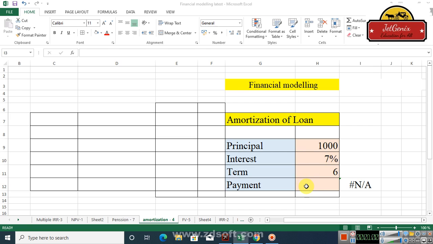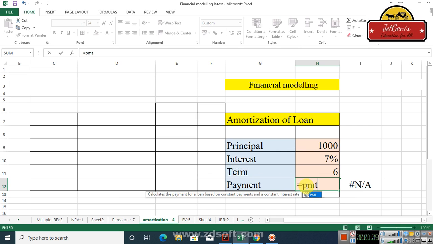So how are we going to calculate this in Excel? It's very easy, just type the equal sign and then type PMT. Now double click this PMT, and we have to provide this information to Excel in order to calculate the payment amount. First of all, we have to specify the rate, and that is the 7%. Click it, and after this comma, and after the comma, the number of periods, which means the terms. So we are going to pay this loan and interest in 6 equal installments. So click this one, and again comma.